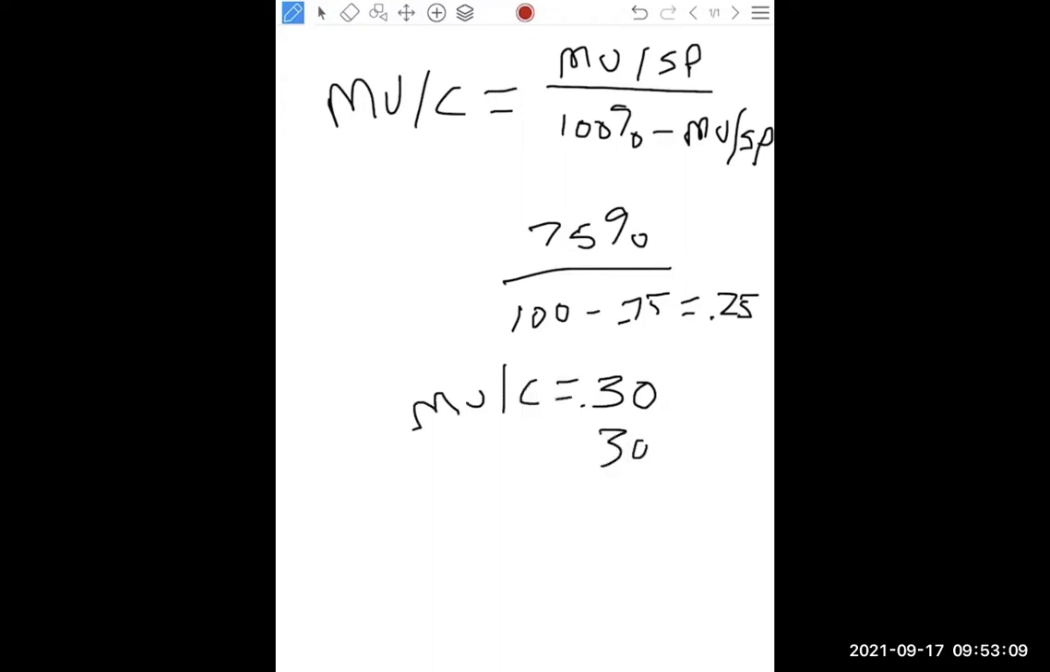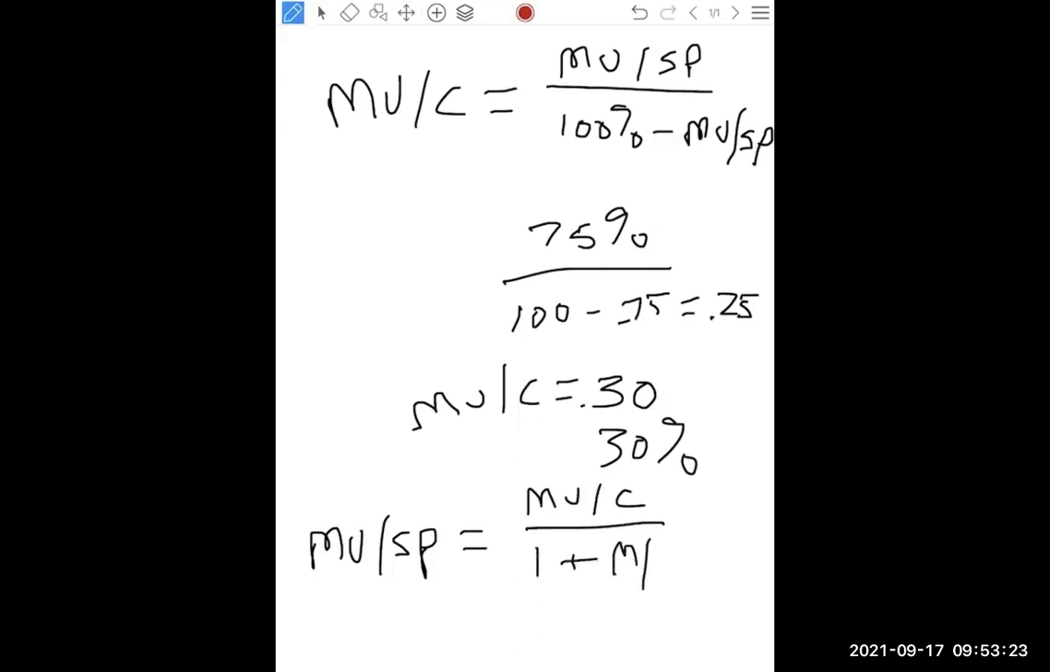0.30 or 30%. And then if I was going to do it the other way, where I have the markup based on cost and I want to know the markup based on selling price, it would be markup based on cost divided by 1 plus markup based on cost. So that would be the difference. Okay, hopefully that helps on those problems.